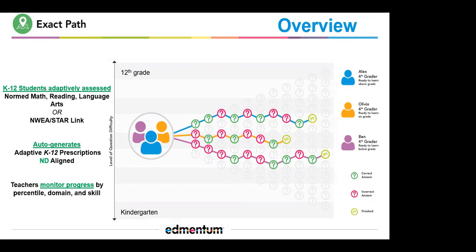So we start with some set of data. That data gets fed in and a learning path is created. Kids start working, and as they're working, we're able to understand their progress and their growth in a very well-rounded way. So that being said, I'm going to log into ExactPath here, and we're going to start taking a look live, okay?